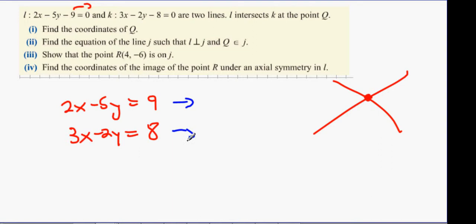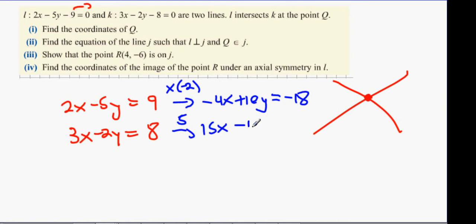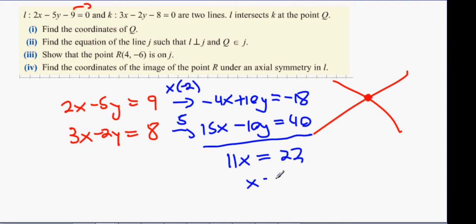So what I'm going to do is get rid of the y's. I'm going to multiply the top one by minus 2, so I get minus 4x plus 10y equals minus 18. I'm going to multiply the bottom one by plus 5, so I get 15x minus 10y equals 40. Then I'm going to take them away. I get 11x equals 22, so x equals 2.